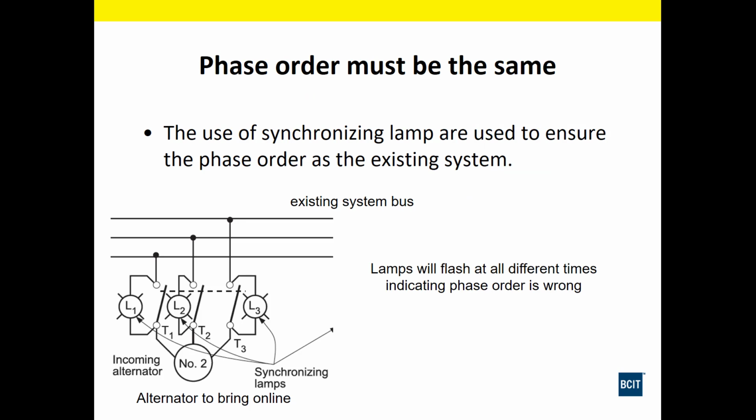Okay, phase order must be the same. Most systems have things called synchronizing lamps connected across them. Okay, let's see if my laser pointer here works. So if you look here, the number 2 here, that's the alternator we're bringing online. It's tied into the existing bus of the system. And those are the main switches that once everything's proper, we close those and bang, it locks in the alternator. And when they're locked in, it's pretty cool because the alternator will follow the existing bus. They stick with each other and all the values stay the same. It's pretty neat to see.